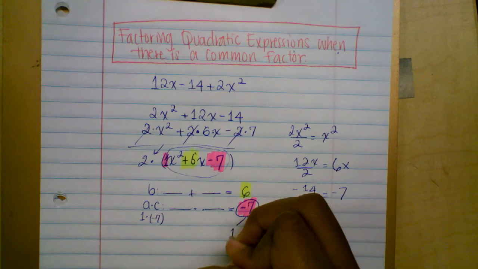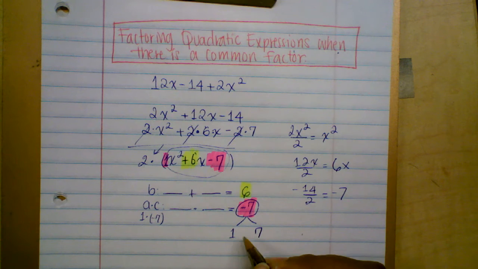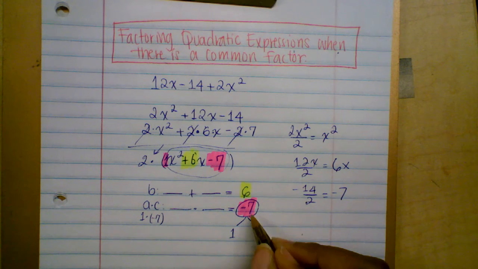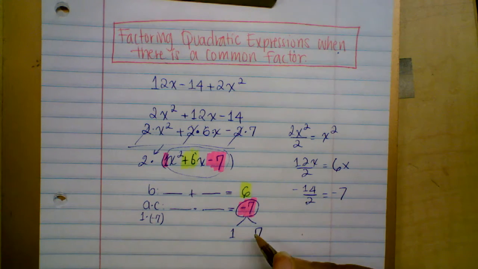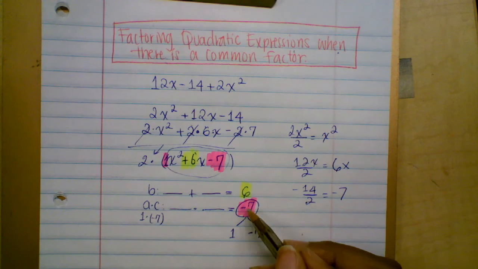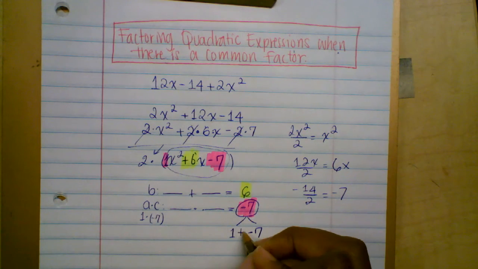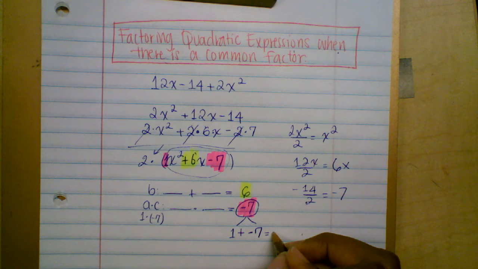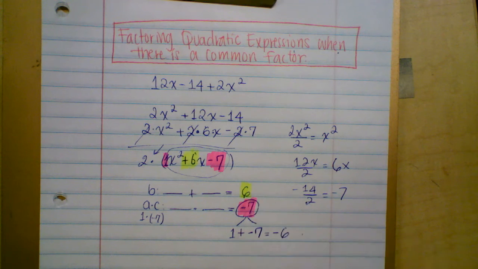I can start with 1 and 7. 1 times 7 is positive 7, but I want negative, so one number must be negative. Let me make the 7 negative. 1 times negative 7 is negative 7, but when I add them up, I end up with negative 6. However, I want positive 6. So the combination of 1 and negative 7 does not work.